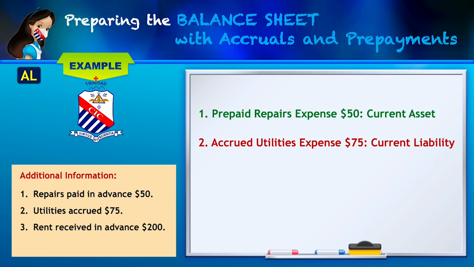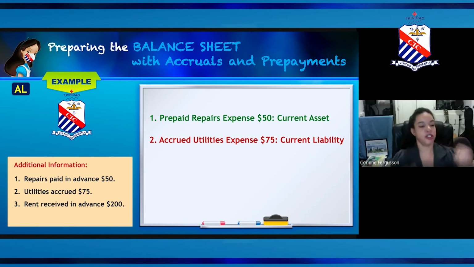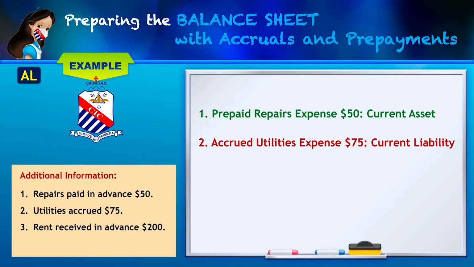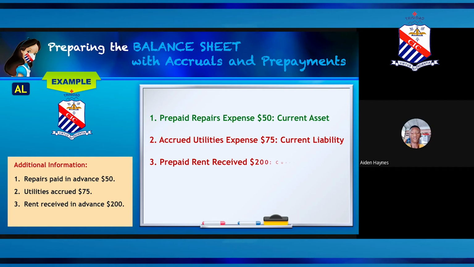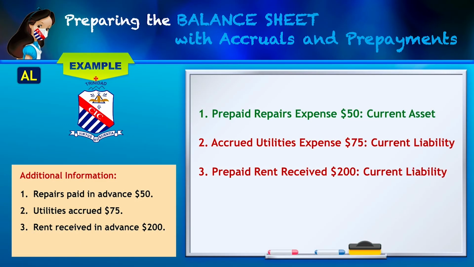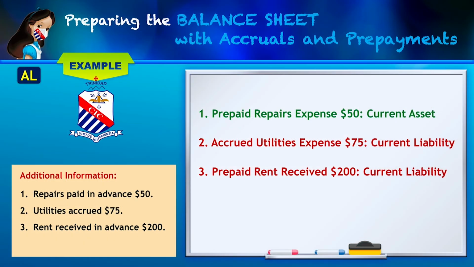Anybody want to try number 3 for me? Miss, I say number 3 is a prepaid revenue. Okay, great. So prepaid revenue. You would have it as prepaid rent received of $200. And which one would that go under, current assets or current liabilities? Current liabilities. So prepaid revenue, excellent. Thank you. Prepaid rent received, which is a prepaid or unearned revenue, would go under current liabilities.